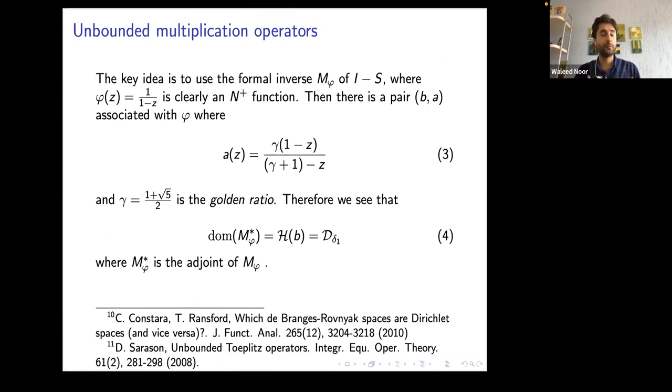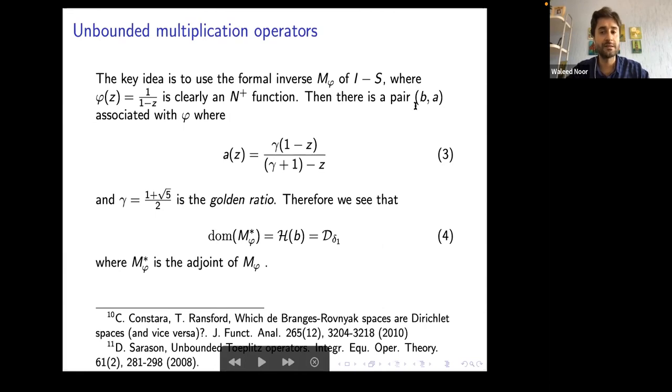In order to be able to study the unbounded inverse of I minus S. Because as I mentioned earlier, this is not invertible, but its formal inverse, as an unbounded operator, is very well behaved. Some things can be said about this operator. For example, the symbol 1 over 1 minus z is clearly a Smirnov class function because it is the quotient of two bounded holomorphic functions. So that means there must be a pair associated to this.